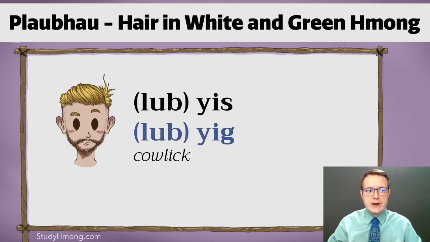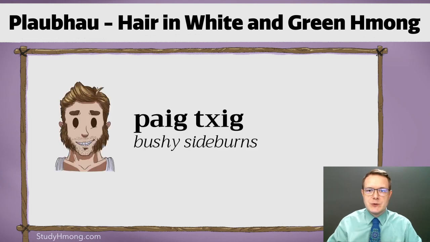The word for a cowlick or a tuft of hair that sticks up is lo yi in white Hmong, and lo yi in green Hmong. That word is also used in other contexts. For example, a whirlpool. So if you get the picture there, it's like a spiral.